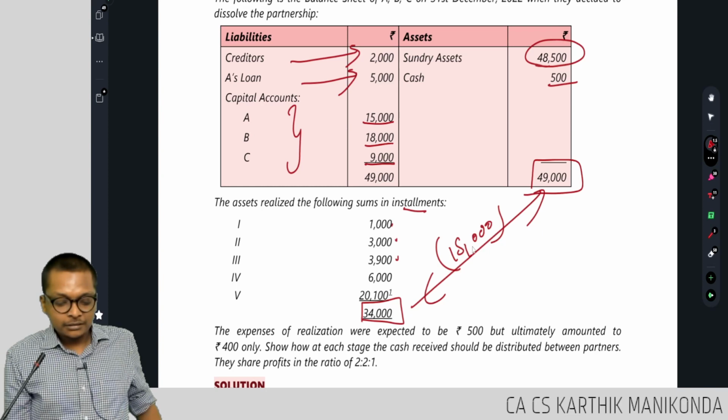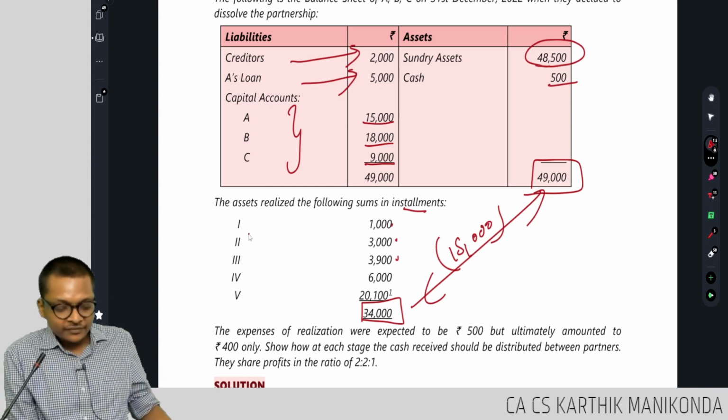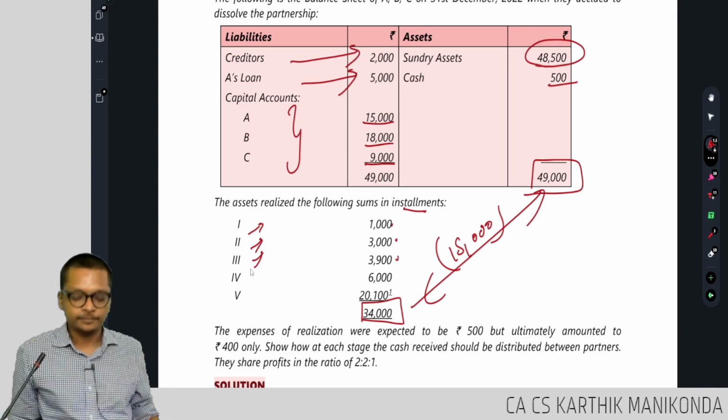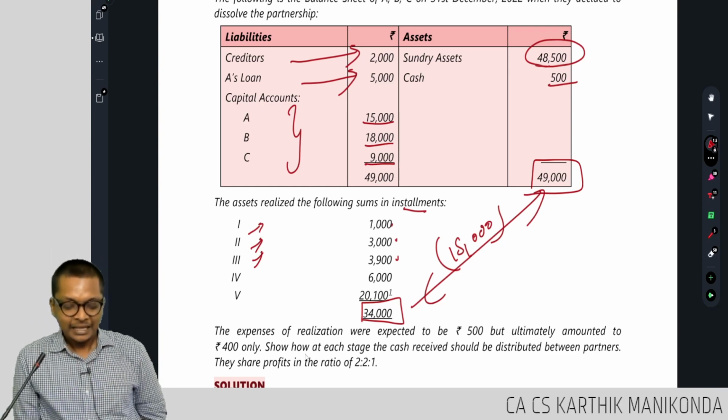But this loss is on the last day. Each of this installment is on a different day. How do I account is the question. Are you following, guys? And each stage.